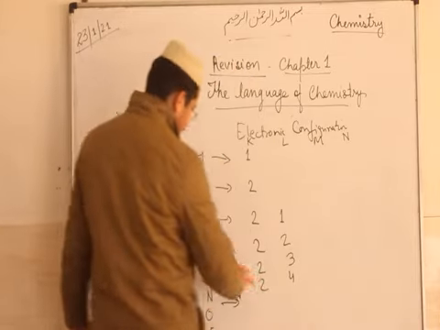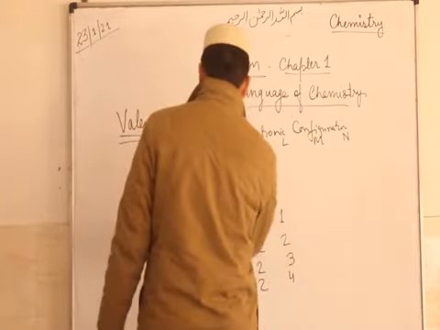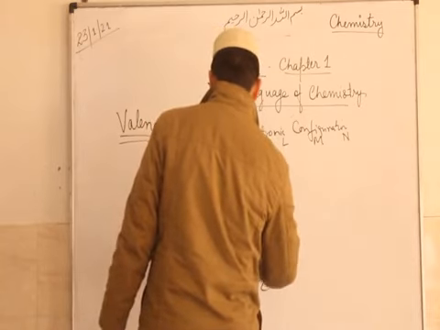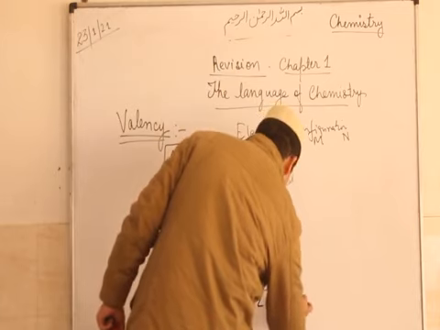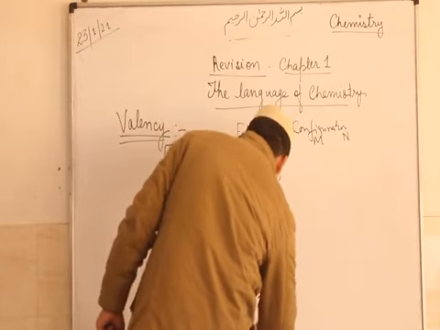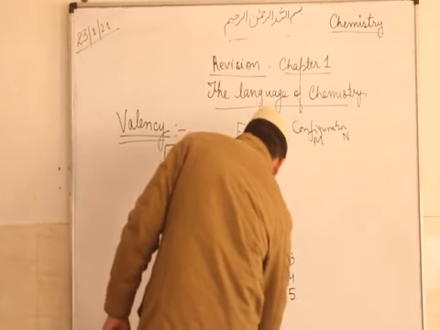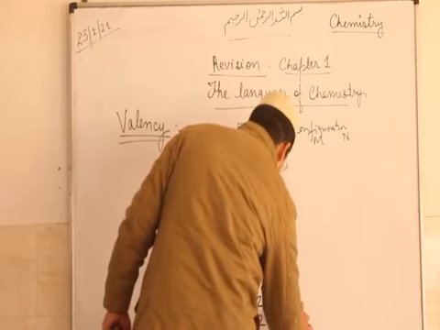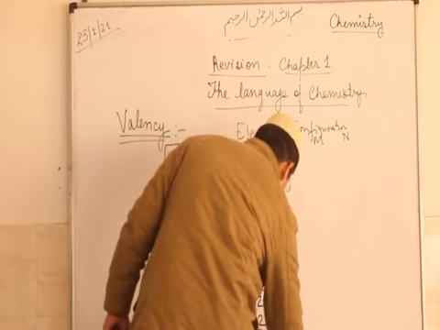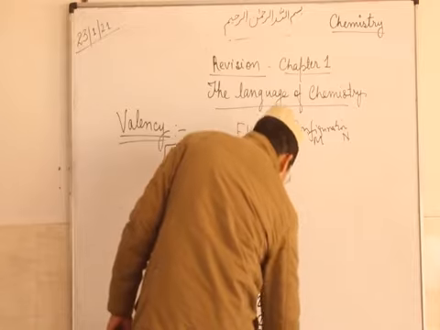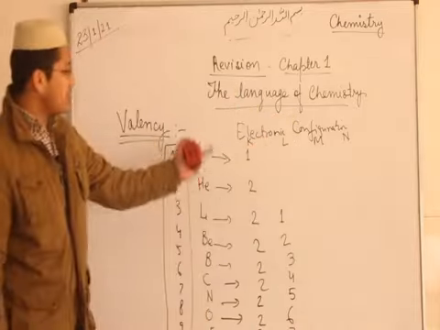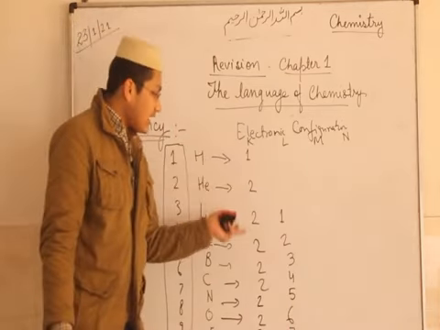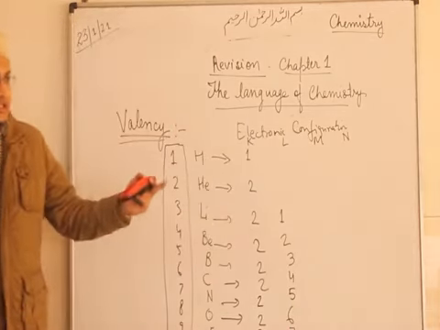Carbon, lithium, beryllium, boron, carbon, nitrogen, oxygen. This is the arrangement of electrons in the different shells, that is K, L, M.